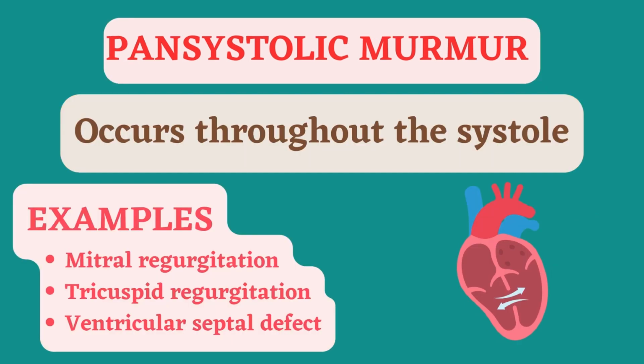Pansystolic murmur occurs throughout the systole. They happen when blood escapes uniformly or continuously from a ventricle into a low-pressure chamber. Some causes of pansystolic murmur are mitral regurgitation, tricuspid regurgitation, and ventricular septal defect.